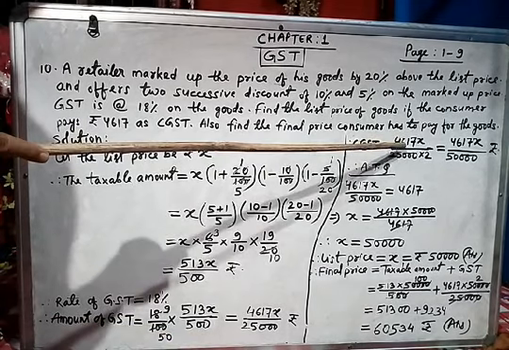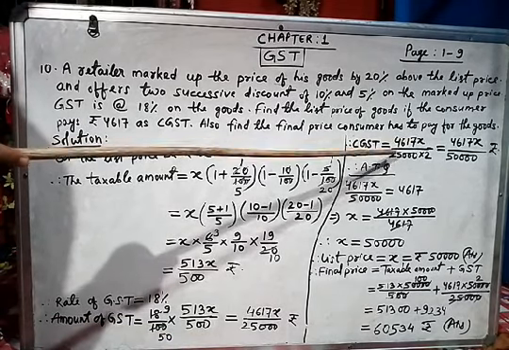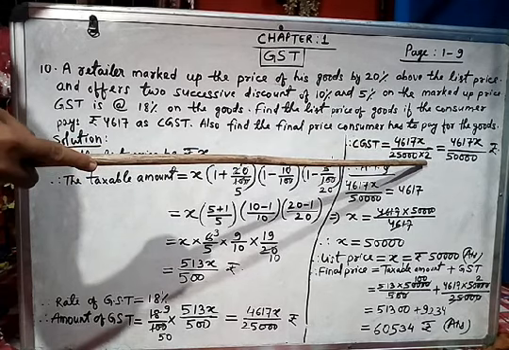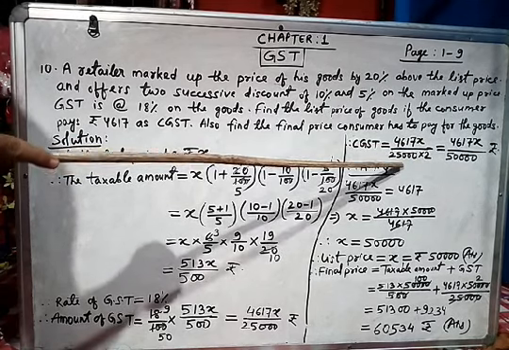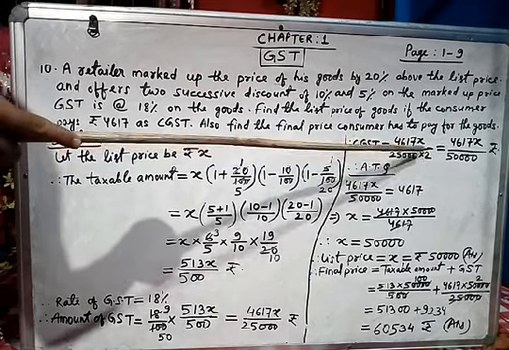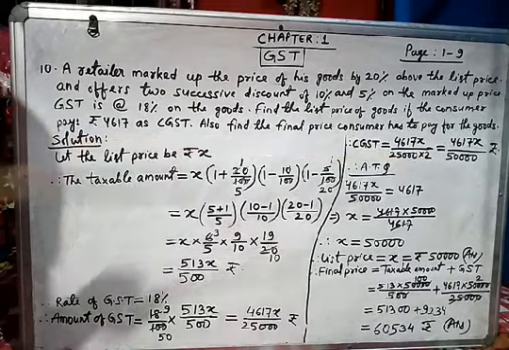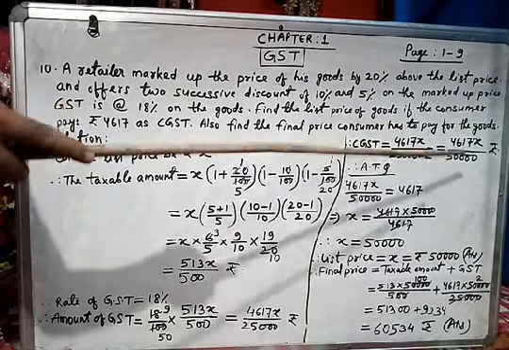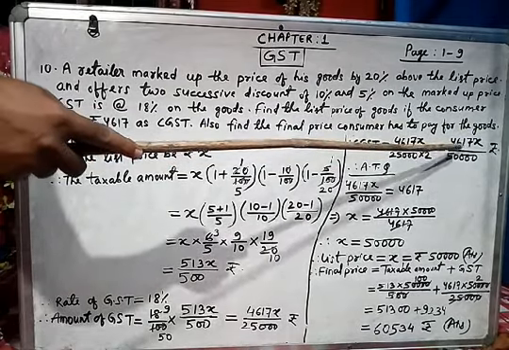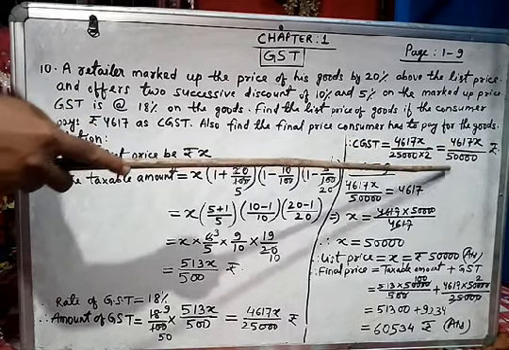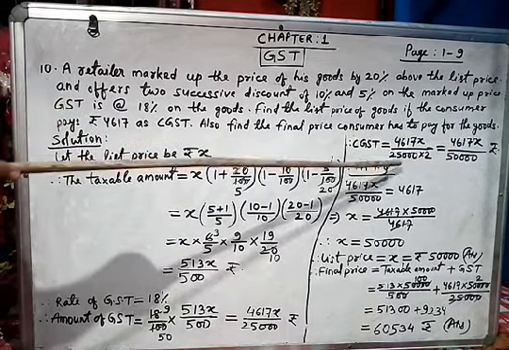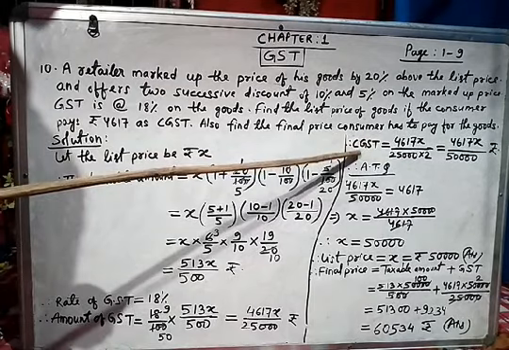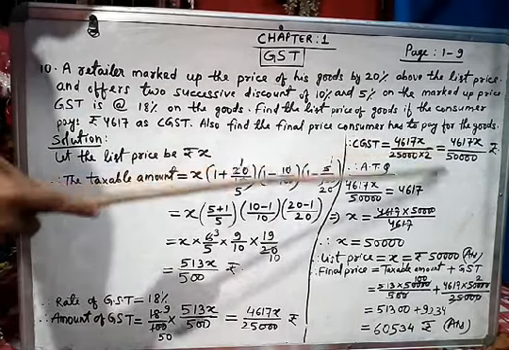So 4,617x by 25,000 divided by 2. I multiplied by 2 because here we already have 25,000 in the denominator, so I wrote the multiplication symbol here. Now this is our CGST amount, and that amount is 4,617x by 50,000, since 25,000 into 2 is 50,000. Now I can say our CGST is this particular amount.